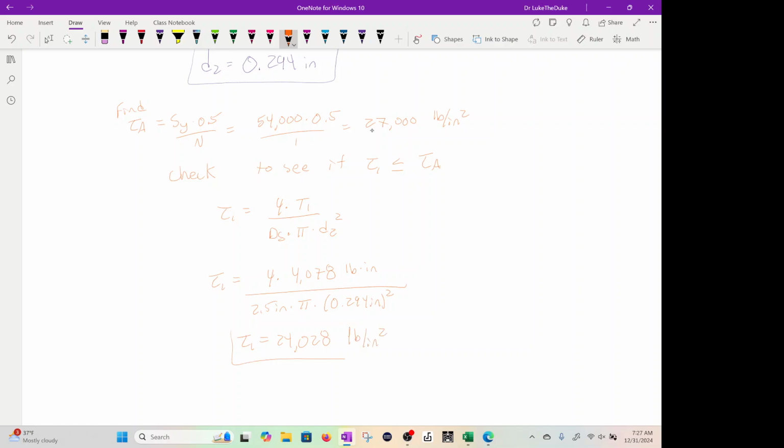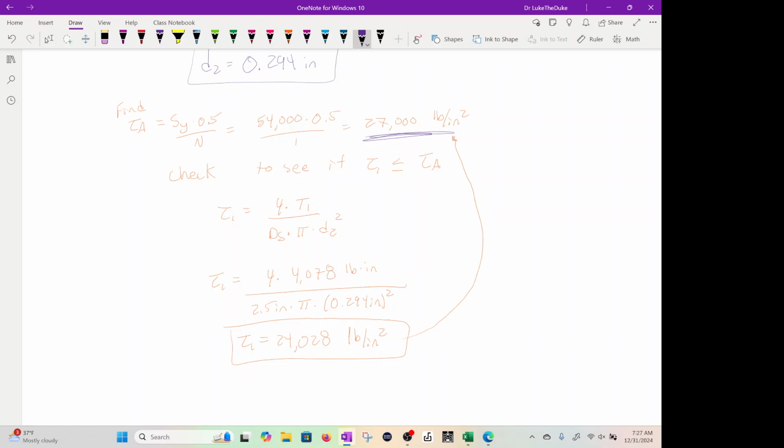Okay, so we need to compare this to that. And this number is lower than that, so we are good. Okay, so that's what we're designing. All right, we wanted to make sure that this will satisfy both conditions. So we'll shear when it's 220, and we won't yield at 110.